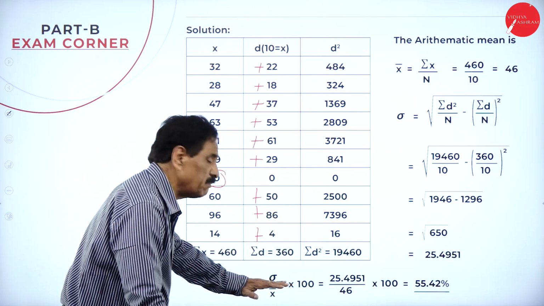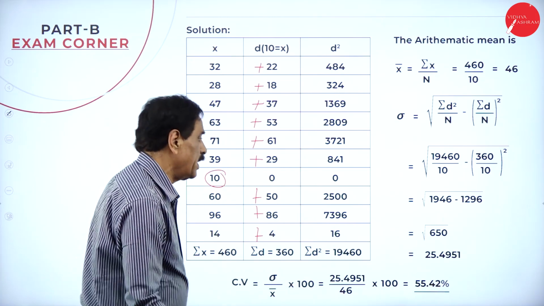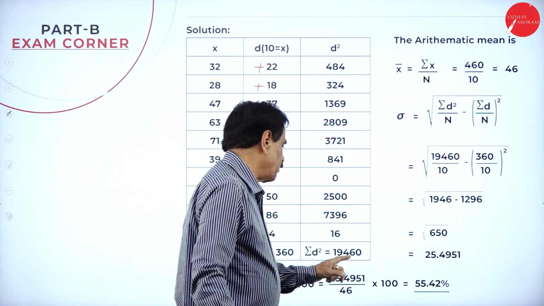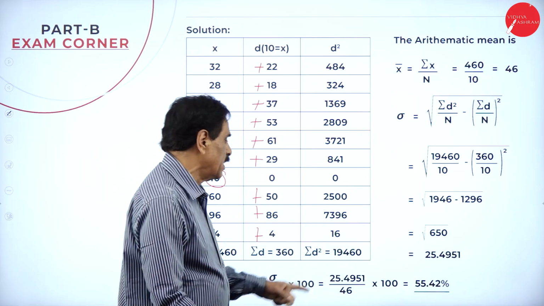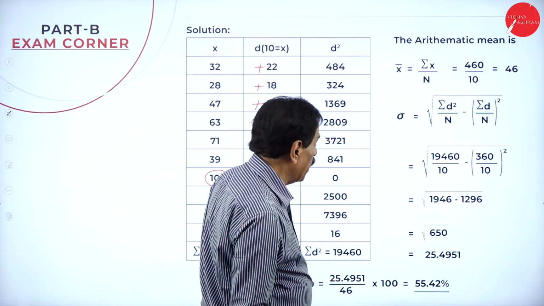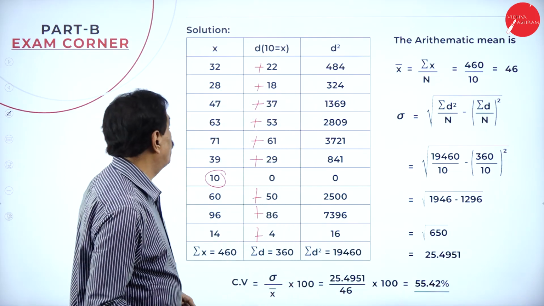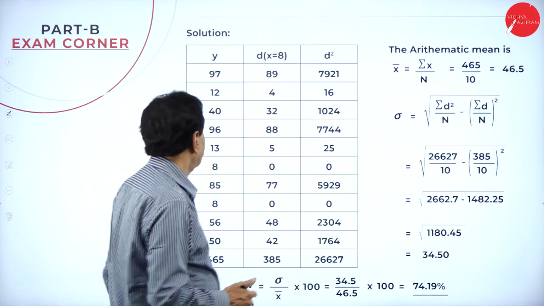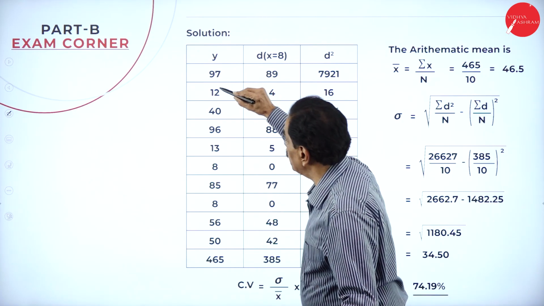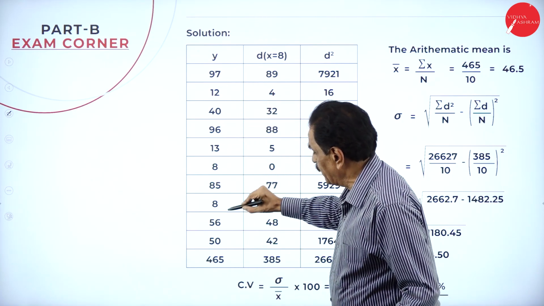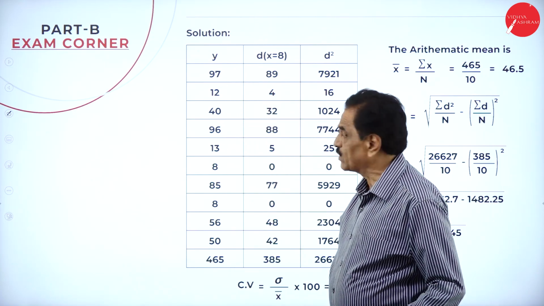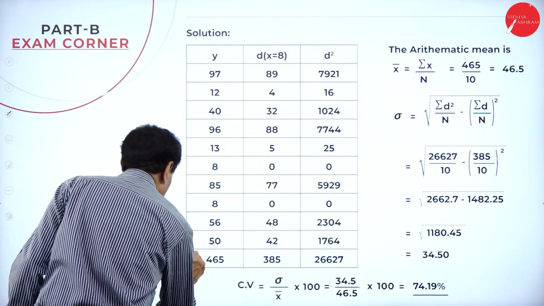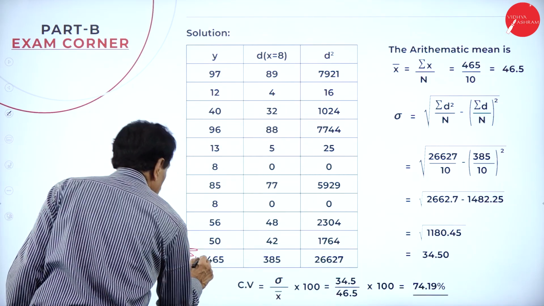Then apply the formula. CV is equal to standard deviation divided by mean into 100. 25.495 divided by 46 into 100 works out to 55.42% for X. Same thing goes to Y. Y values are 97, 12, 40, 85. If we add the figures, it is 465. What is 465? Sigma Y.